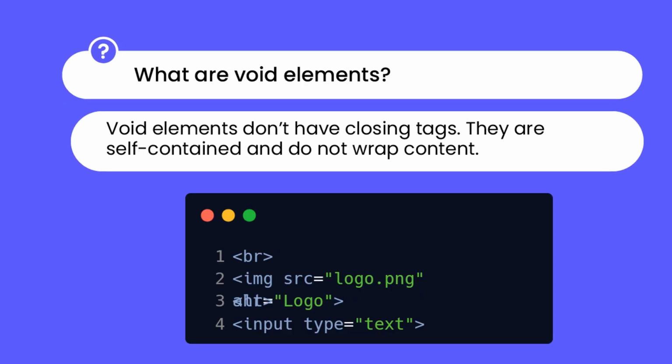What are void elements? Void elements are special HTML tags that don't have a closing tag. They are like standalone tags that just sit there and don't wrap around any content. For example, the img tag for images or br tag for line breaks are void elements. They are useful because they insert something into the page without needing to enclose text or another element.